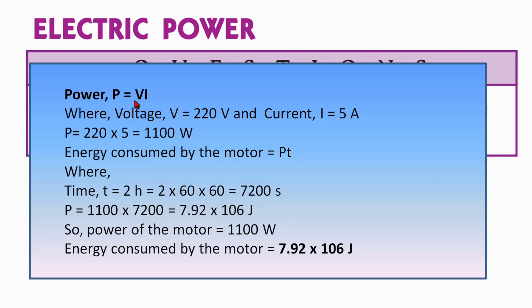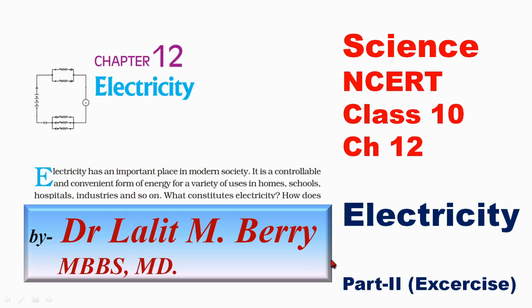You just need to put the values. Power P is equal to VI. So the power of the motor is 220 volt into 5 ampere, 1100 watt, and the energy consumed by the motor is power into time. Power is 1100 watt into time, which is 2 hour, 2 into 60 into 60, which becomes 7.92 into 10 to the power 6 joule.